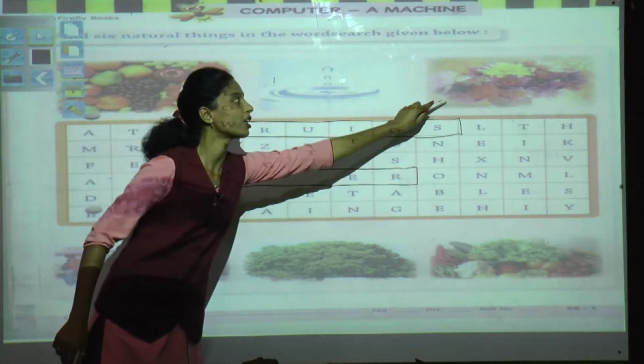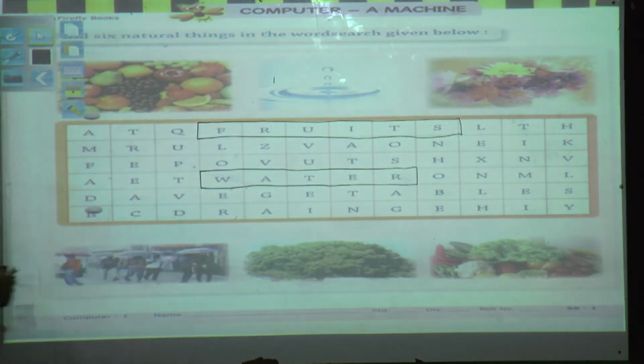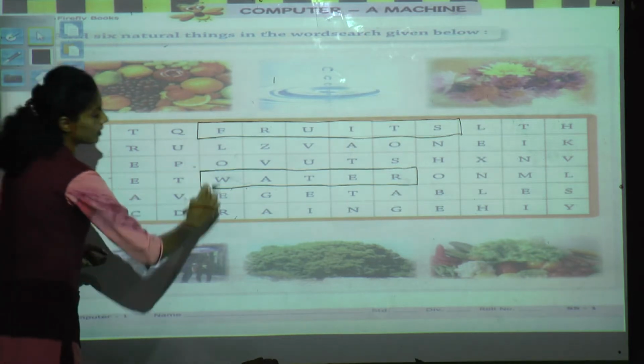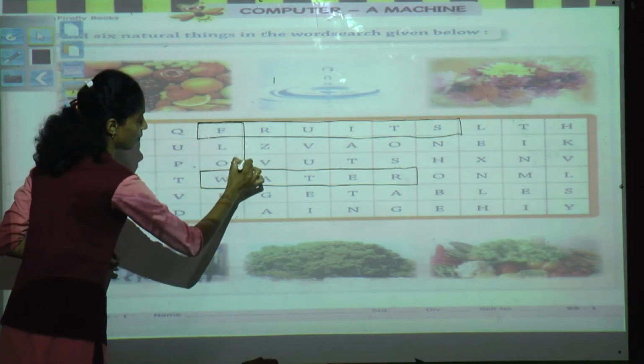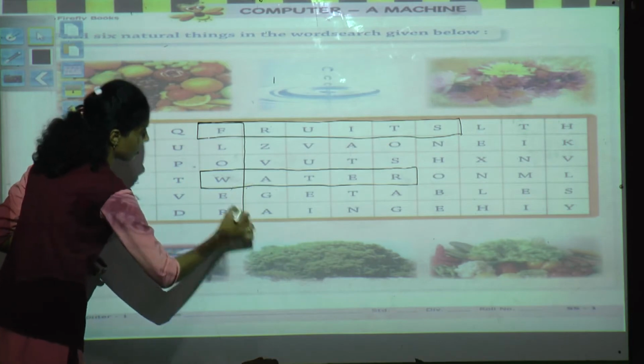What is this? This third picture is flower. What is the spelling of flower? Flower. Where can we see the spelling of flower? In this word search. This is flower.